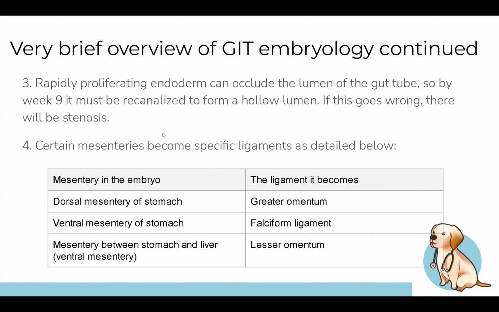Now, lastly, I'm just going to briefly talk about different mesenteries and what ligaments they become. I remember the first time I ever watched a GIT embryology lecture, I was so confused by what they meant by the word mesentery. So essentially, don't get too hung up about it, but the mesentery is a double fold of peritoneum that attaches organs to the posterior abdominal wall. And so its main function is that it literally holds some of the organs in place.